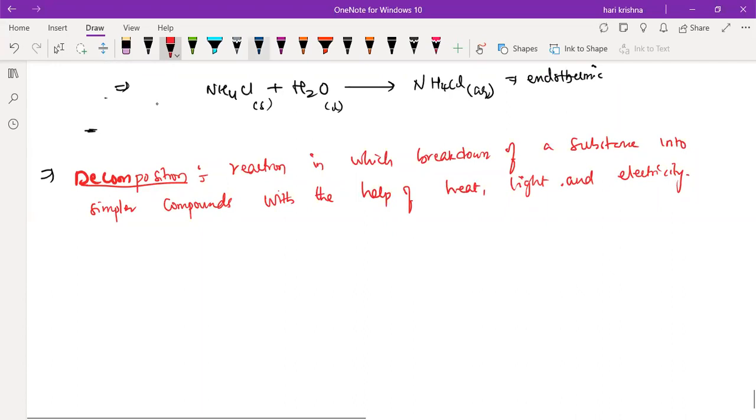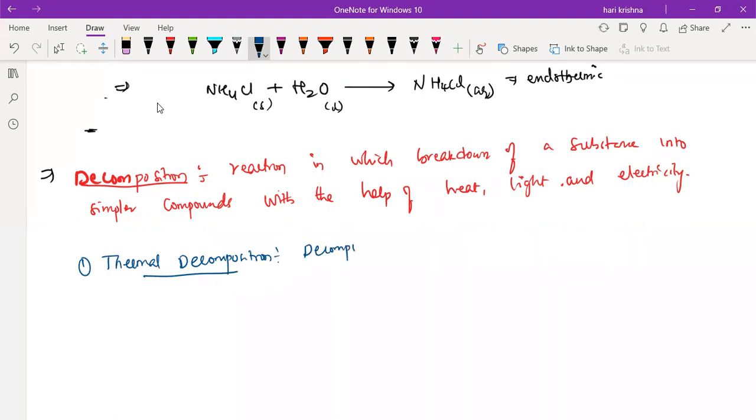So what is the first one in that? Thermal. So thermal means what? Thermal decomposition is done under heat, by providing heat. Decomposition happens in the presence of heat.